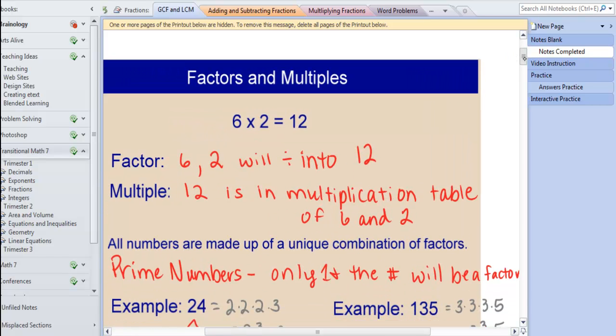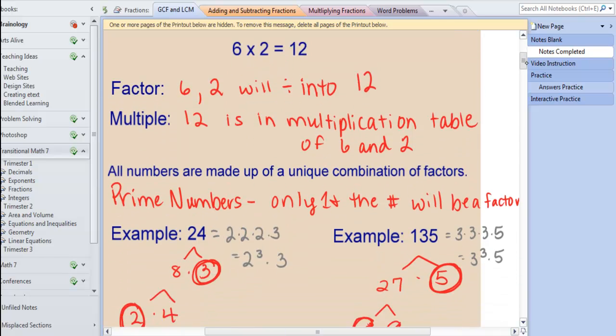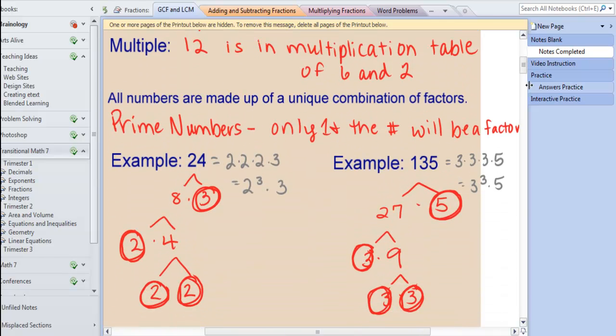So for example, if I take 24 and 135 and I use a factor tree to find all the prime factors of each, I find that 24 has the prime factorization of 2 cubed times 3, or 2 times 2 times 2 times 3. 2 cubed times 3 is called the exponential form of the prime factorization of 24. I got it by figuring out all the numbers that will go into 24 using my factor tree. So 8 times 3 is 24, and I could have started with 6 times 4. It doesn't matter. You'll end up with the same prime numbers.